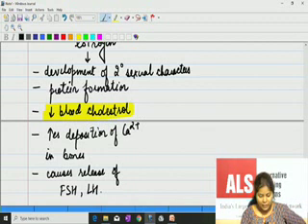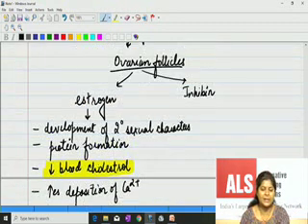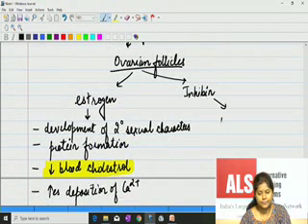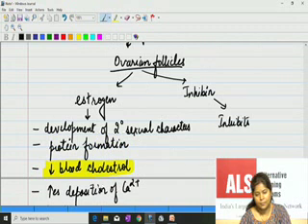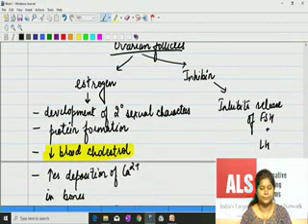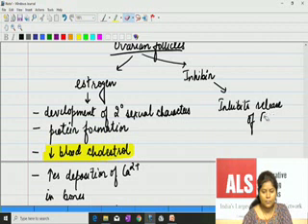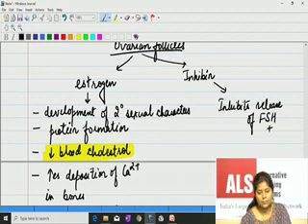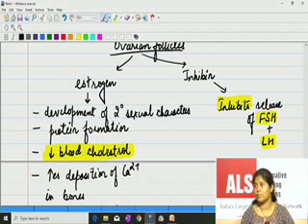Done? Let's see inhibin. What is inhibin doing? Obviously, as the name suggests, this inhibits the release of FSH and LH. Clear?